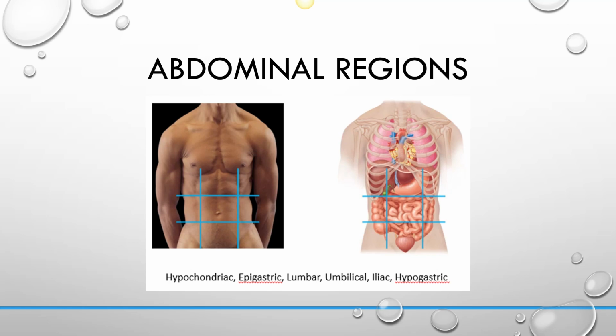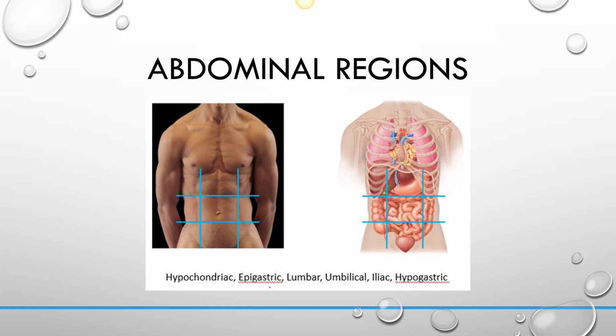The abdomen can also be divided into regions. So there's 4 quadrants, but there's 9 anatomical or abdominal regions of the abdomen. So you look at the abdominal regions. This again is the right side of the body. This is the left. This is the right hypochondriac. Right hypochondriac contains the liver and gallbladder.